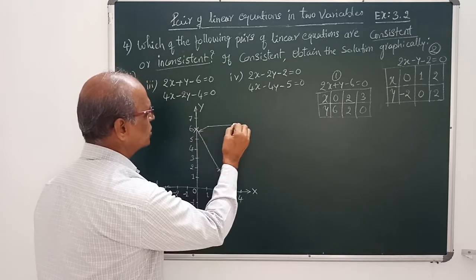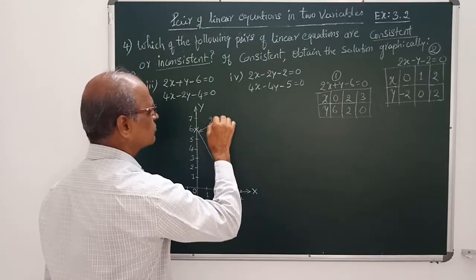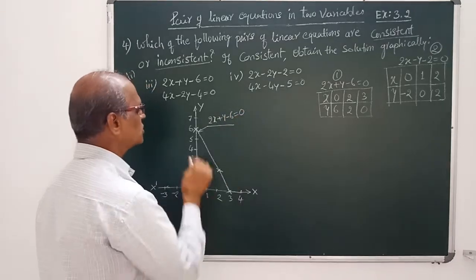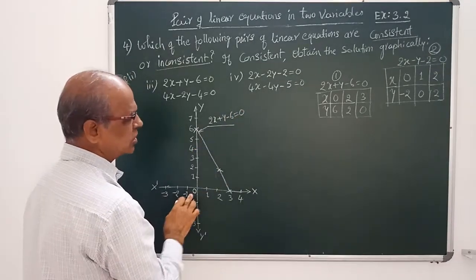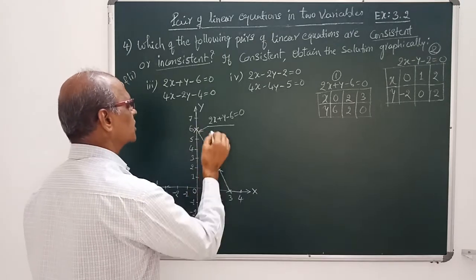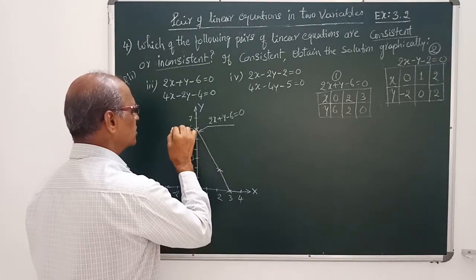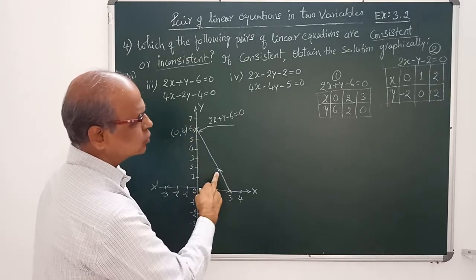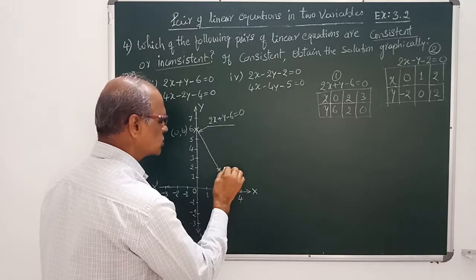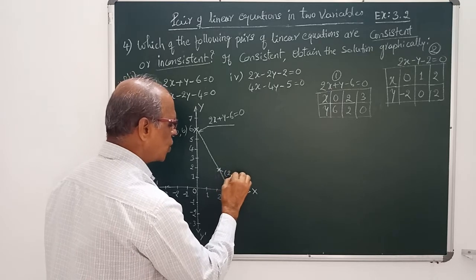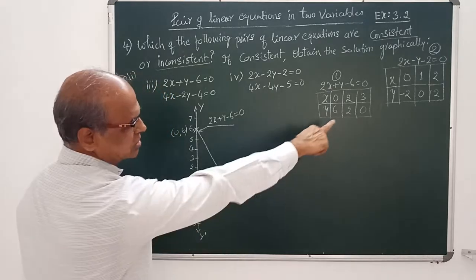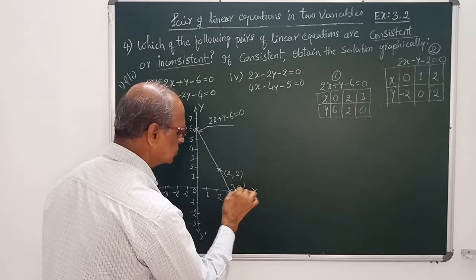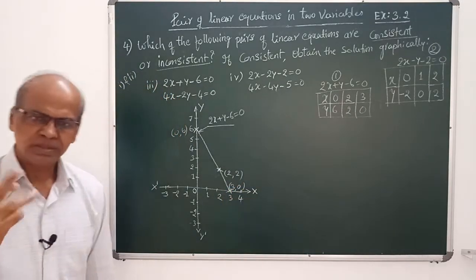What is the first equation here? 2x plus y minus 6 is equal to 0. What are the coordinates? The x coordinate is 0, so right here, 0 and 6. And what is here? 2 and 2. And what is next? 3 and 0. That means this is 3 and 0. Right. We'll go for the second.